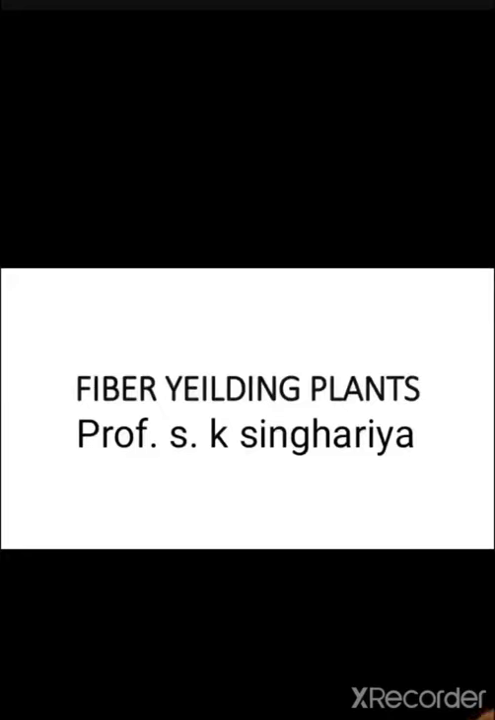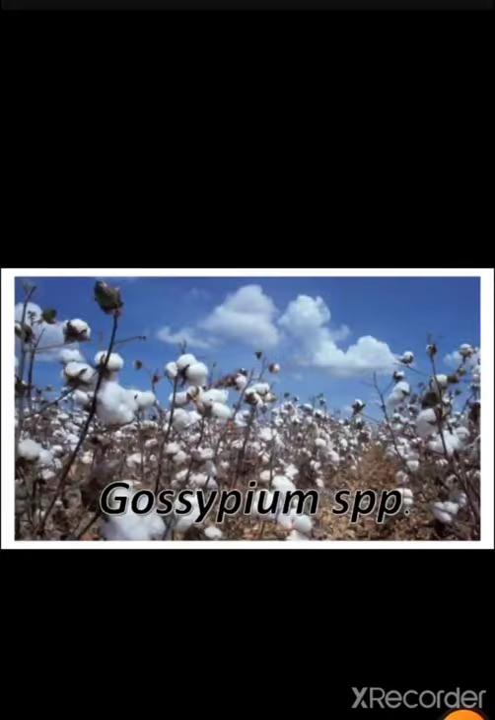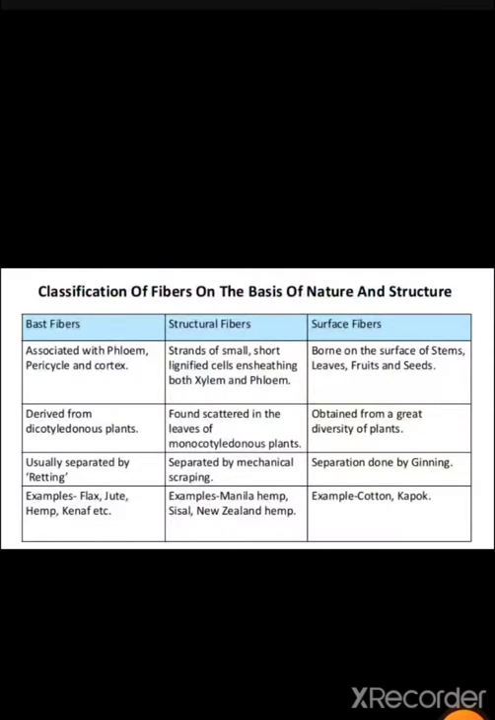Students, today we study fiber yielding plants. First we study cotton. Before we study cotton, we classify the fibers on the basis of nature and structures. They are divided in three types, as is shown in the chart: bast fibers, structural fibers, surface fibers. We take first, bast fibers.